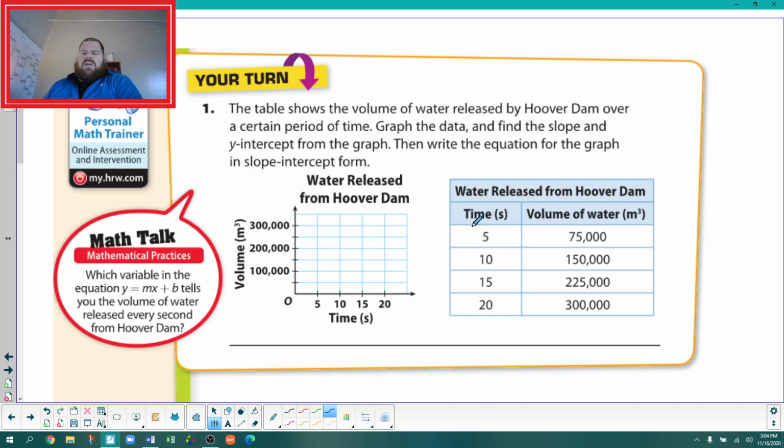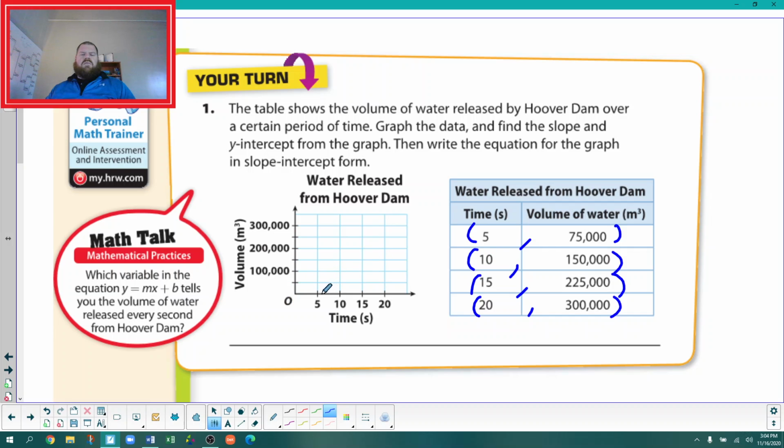So it's important to notice that all these give us points, right? I could put parentheses and separate them with commas. That's the big thing out of tables. And understanding which one is your x and which one is your y, which one can fluctuate, and then which one depends on that fluctuation. Right, so the volume of water is definitely dependent on the amount of time in this situation.